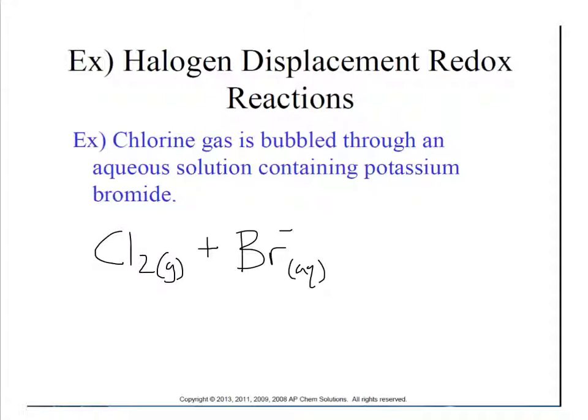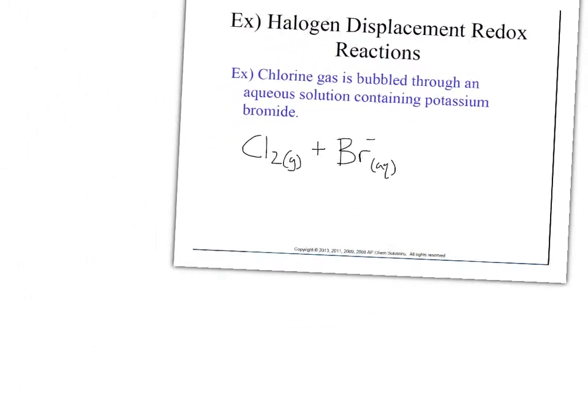Now, if you look on your periodic table, chlorine is higher than bromine, which means that chlorine is going to be able to take electrons away from bromine. Now I'm going to show you a long way to do this, and if you're struggling a little bit trying to figure out what the reactions look like, this would be a good place to start until you get familiar with it. So let's set up the half reactions and look at just Cl2 at first.